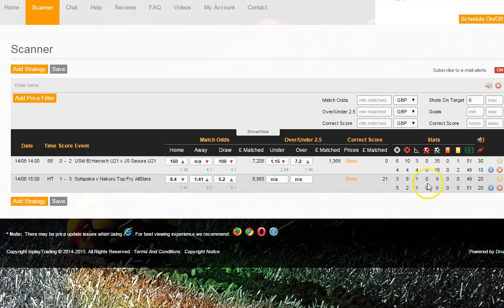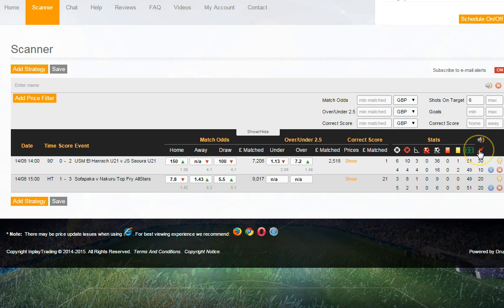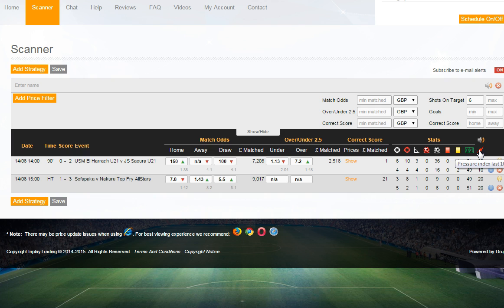And then on the right hand side of the screen we've got our stats, which are vitally important to us because that shows us all the information live about what's going on in the game. So we've got a whole variety of stats here. We've got shots on target, shots off target, corners, penalties, free kicks, red and yellow cards, possession, and also this pressure index, which is a unique stat which the software calculates based on possession and shots on target over the last 10 minutes.